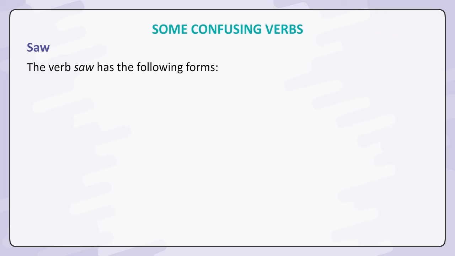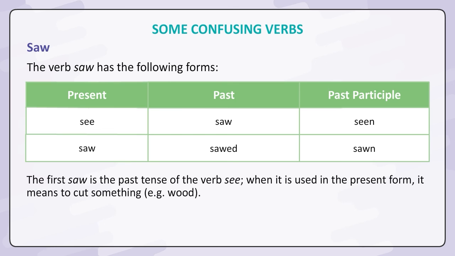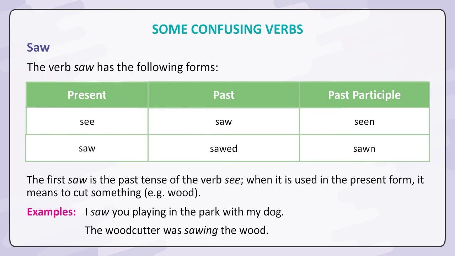Saw. The verb saw has the following forms: present, past, past participle. See, saw, seen. Saw, sawed, sawn. The first saw is the past tense of the verb see. When it is used in the present form, it means to cut something, for example, wood. Examples: I saw you playing in the park with my dog. The woodcutter was sawing the wood.